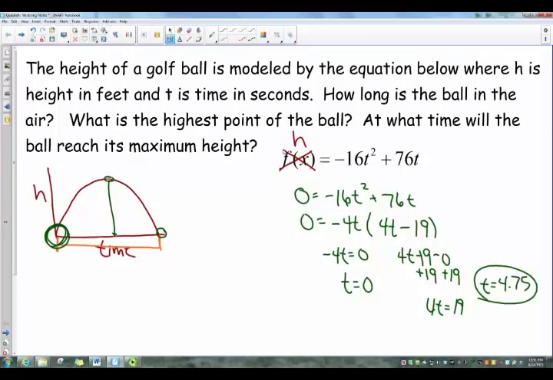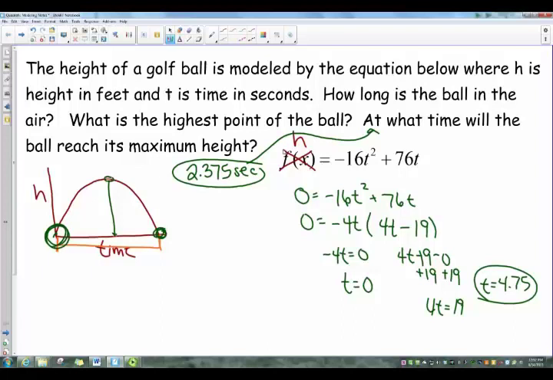There's my first answer. Okay, now I started at 0. The ball hit the ground at 4.75 seconds. When should this thing reach its highest point? Well, if you think about it, it should happen directly in the middle of its flight. So if I take my 4.75 and I cut that in half, I'm going to get 2.375 seconds. That is when the ball reaches its maximum height, which is what it's asking for right there.